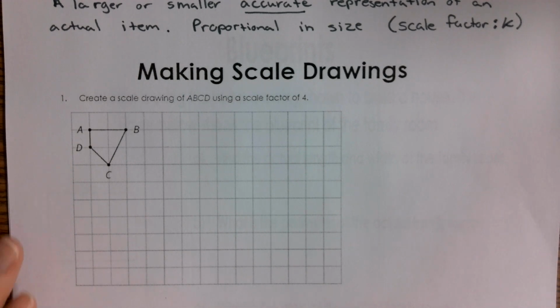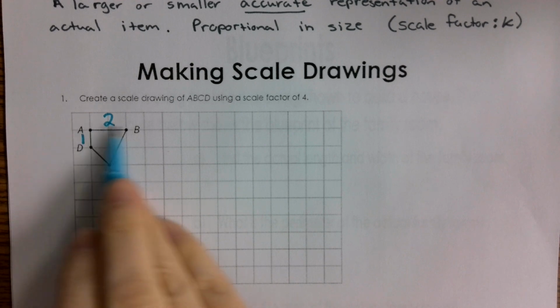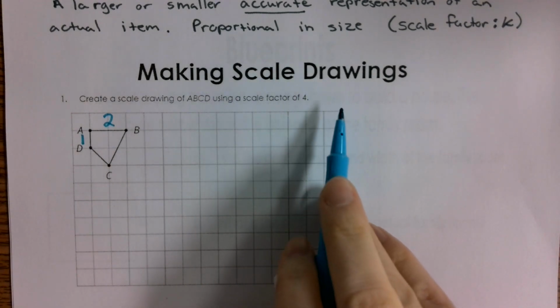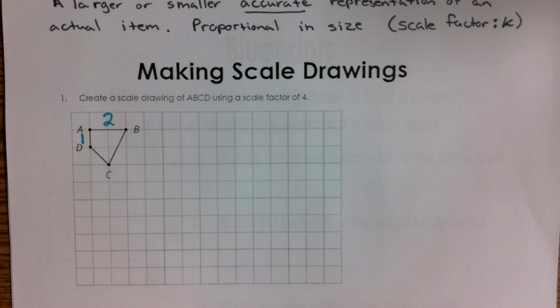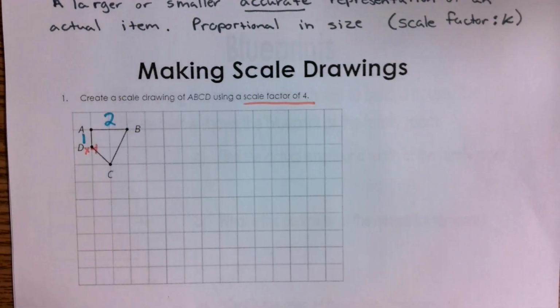Okay? So for here, who can tell me how big is line segment AD in units, square units? 1, right? So we're going to go ahead and write a 1 off to the side here. What about from A to B? How big is that unit? 2. Okay, so we've got AD and AB have units 1 and 2. So what we're going to be doing is we're going to multiply by a scale factor of 4, and we're going to redraw those lines. So if I multiply this by a scale factor of 4, what is 1 times 4 going to give me?